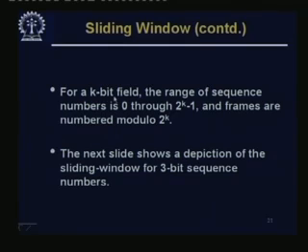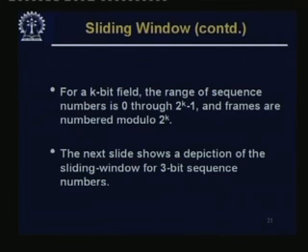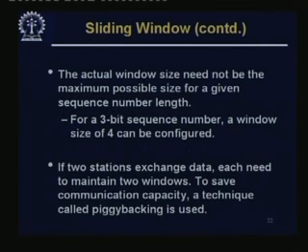So, for a k bit field, the range of sequence numbers is 0 through 2 to the power k minus 1, and frames are numbered modulo 2 to the power k naturally. So now the frame numbers are going to repeat because of this bounded size of k. If k equal to 3, that means after sequence number 7 you have to go back to sequence number 0. Okay. The next slide shows a depiction of the sliding window for a 3 bit sequence number.